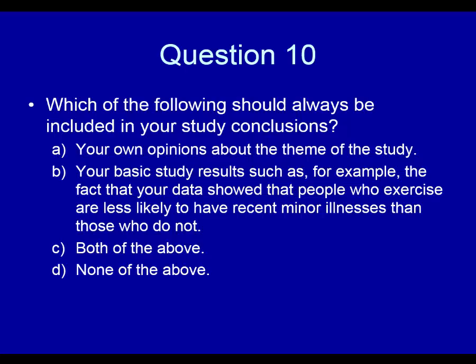First of all, I want to say that A is not something to throw into your conclusion section, but B is your basic study results, such as, for example, the fact that your data showed that people who exercise are less likely to have recent minor illnesses than those who do not. However, you do not conclude this unless you find both that those who exercise are better off and you find the difference between those who exercise and the others to be statistically significant.